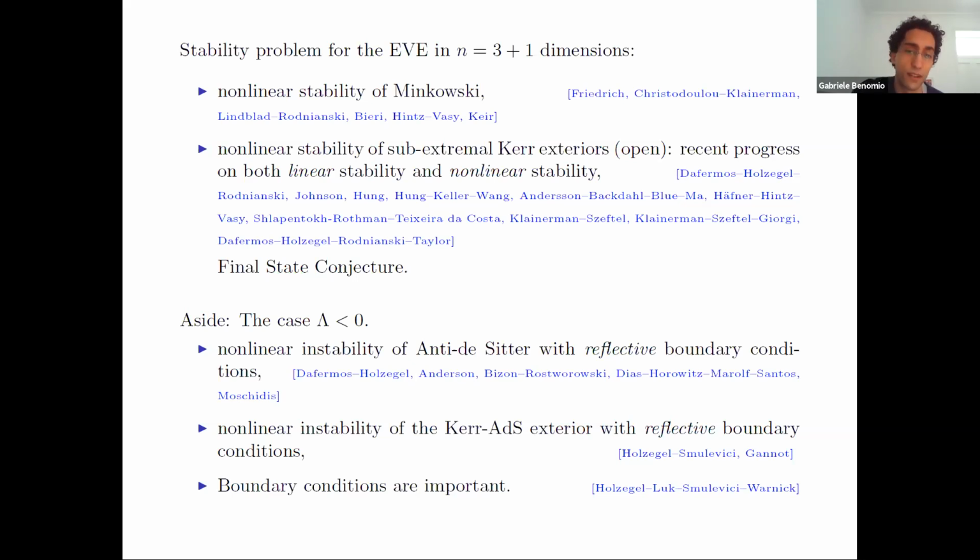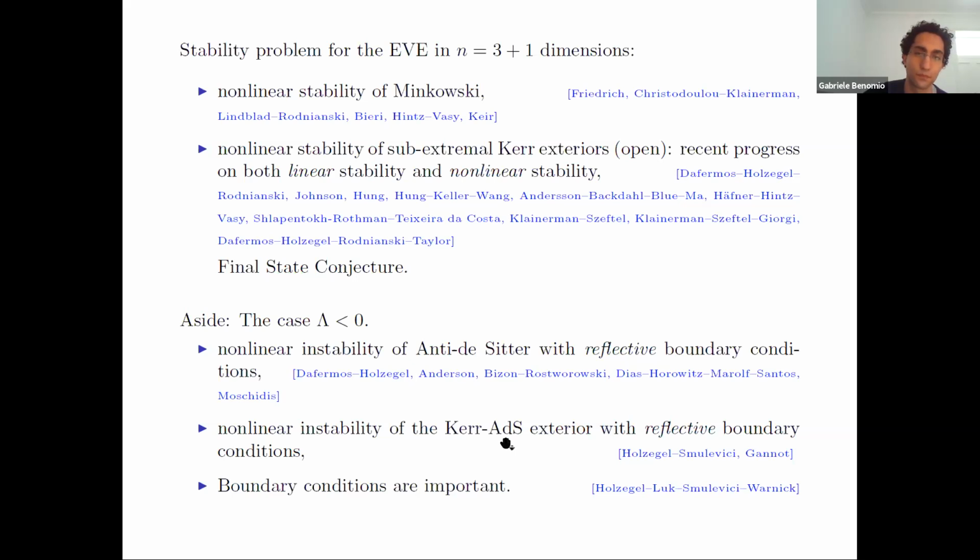So some boundary conditions need to be set. And the claim is that if reflective boundary conditions are assumed at infinity, then the trivial solution anti-de Sitter space is expected to be nonlinearly unstable. The same is true for the corresponding family of Kerr-AdS black holes, again once reflective boundary conditions are assumed. So the boundary conditions one assumes are important. In fact, if different boundary conditions are assumed, like for instance dissipative boundary conditions, then these solutions can be expected to be nonlinearly stable.